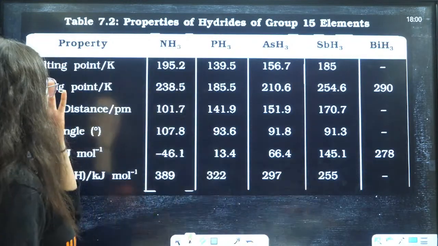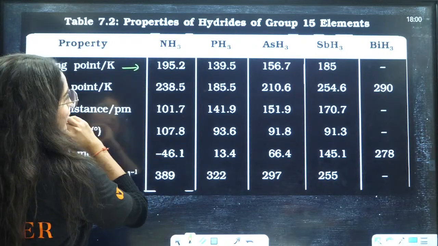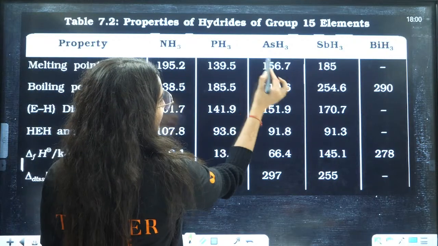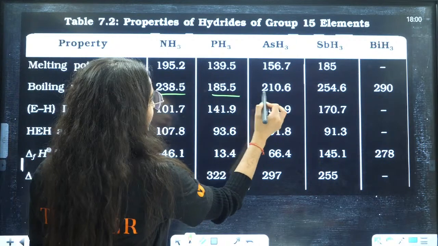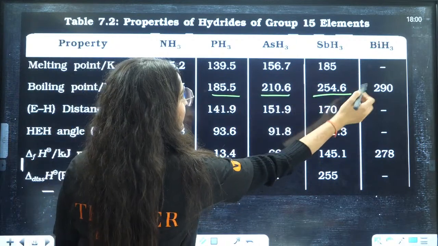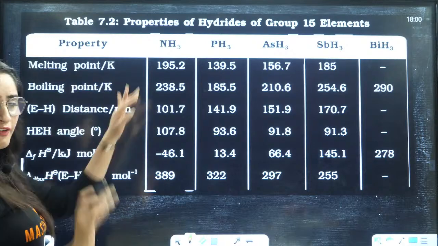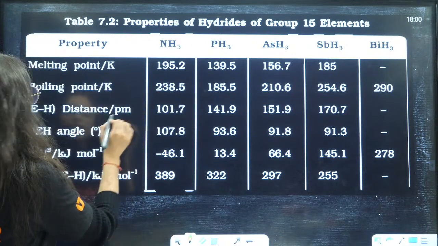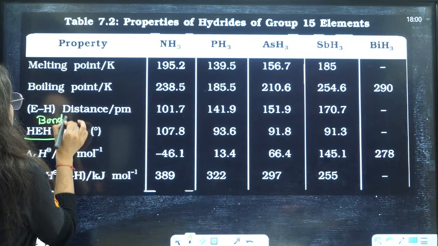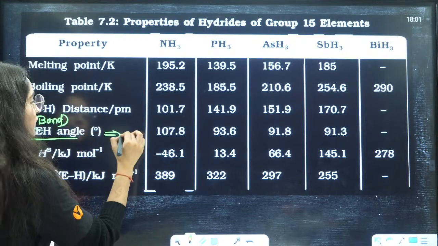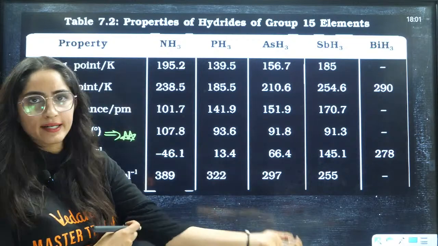If you talk about the melting point of hydrides, everything is important here. It is decreasing, then increasing, then increasing again. The boiling point also decreases, then increases, then increases again, so melting and boiling point have the same trend. We will write the trends, just give me some time. Then here you have the bond angle, which is also very important and is asked: it is decreasing, and then decreasing only.